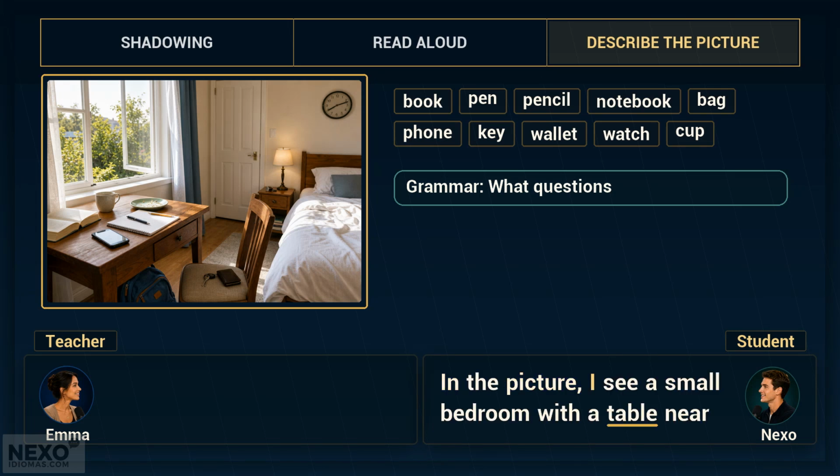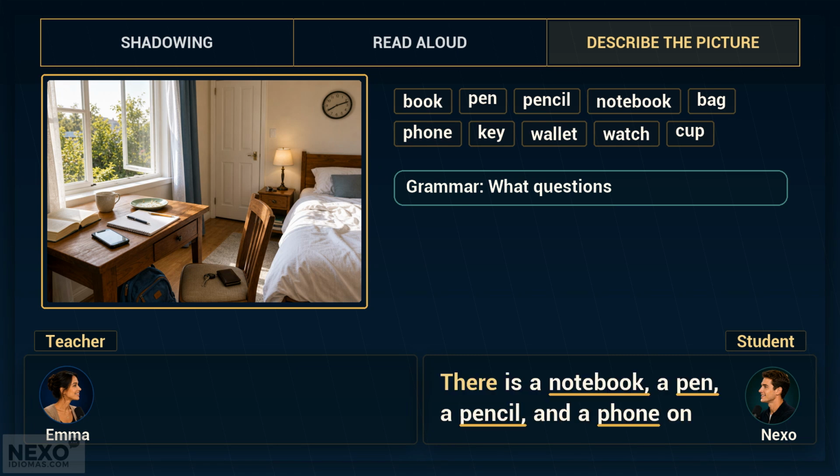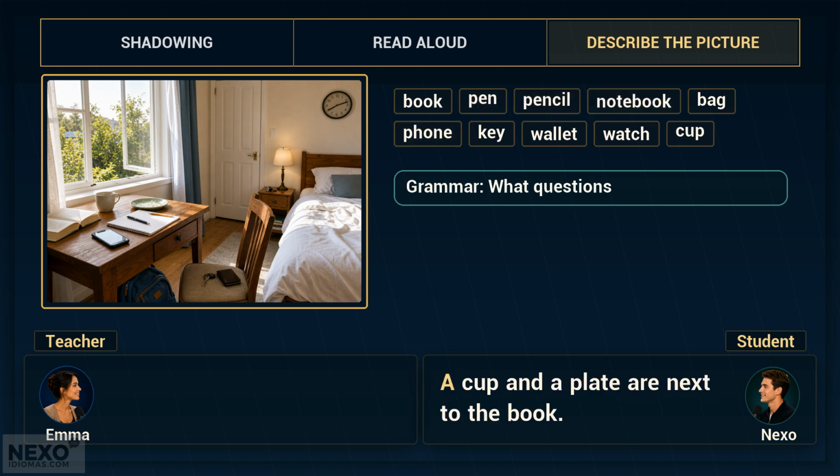In the picture, I see a small bedroom with a table near the window. There is a notebook, a pen, a pencil, and a phone on the table. A cup and a plate are next to the book. Under the table, there is a bag. A key and a wallet are on the chair. I can see a bed, a lamp, a door, and a clock.